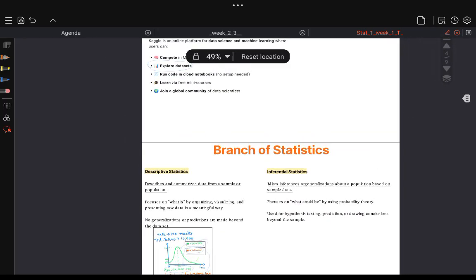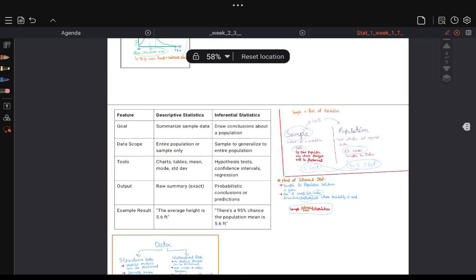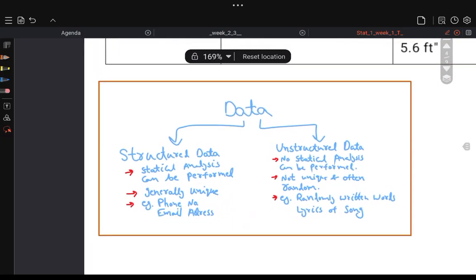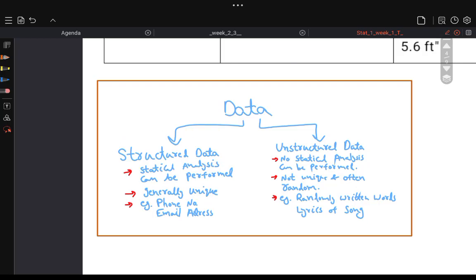So here we completed the branch of stat. Now we will look towards the data. So data can be mainly of two types: structured data and unstructured data.